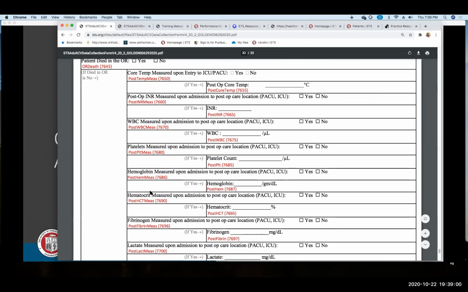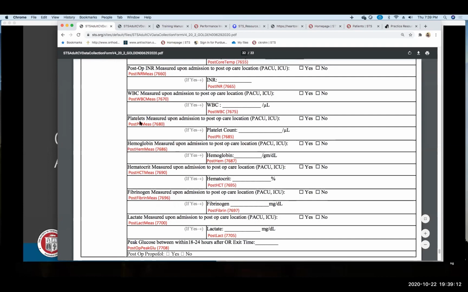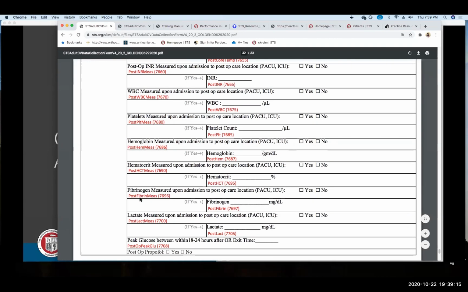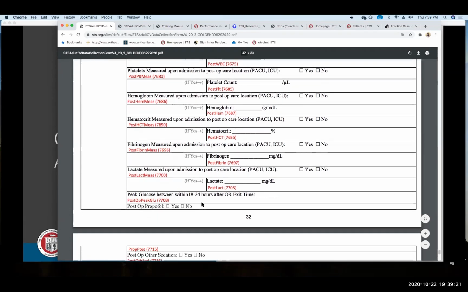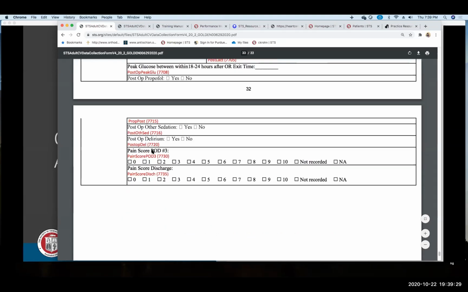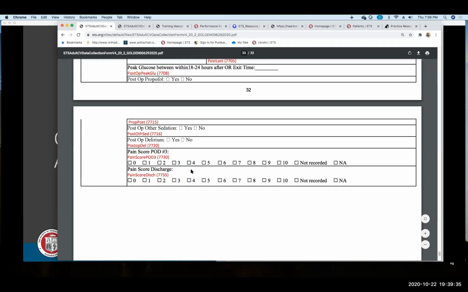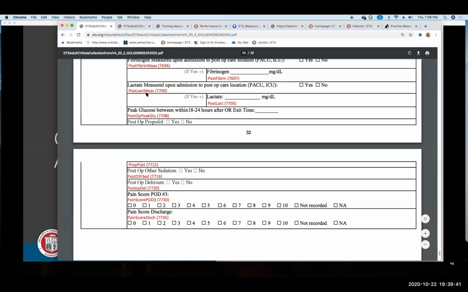This is to look at the management that patient received by you in the operation, during the operation, the anesthesia care of the patient, and to help look at that. We capture platelets, hemoglobin, your H&H, your fibrinogen, lactate, and then the peak glucose within 18 to 24 hours after OR exit time. We also are looking at propofol or other sedation and post-op delirium. And then we get into the pain scores, which is the final two fields here. We have your post-op day 3 and your pain score at discharge. So this goes right back to the post-op pain management questions above.